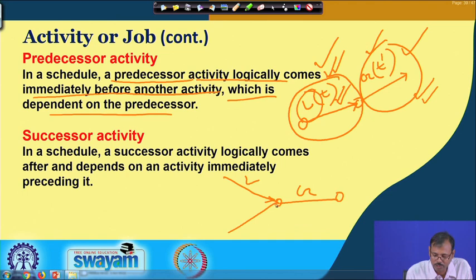Second one, the grooved wood piece must be placed at this position, and only then can you group the lead into the wood piece. So, that means more than one predecessor may be possible. Similarly, more than one successor may also be possible.